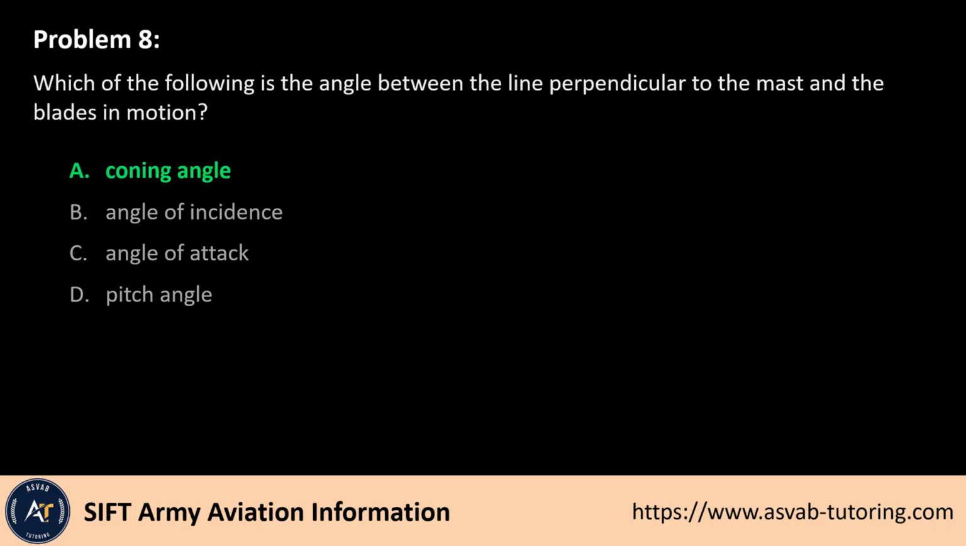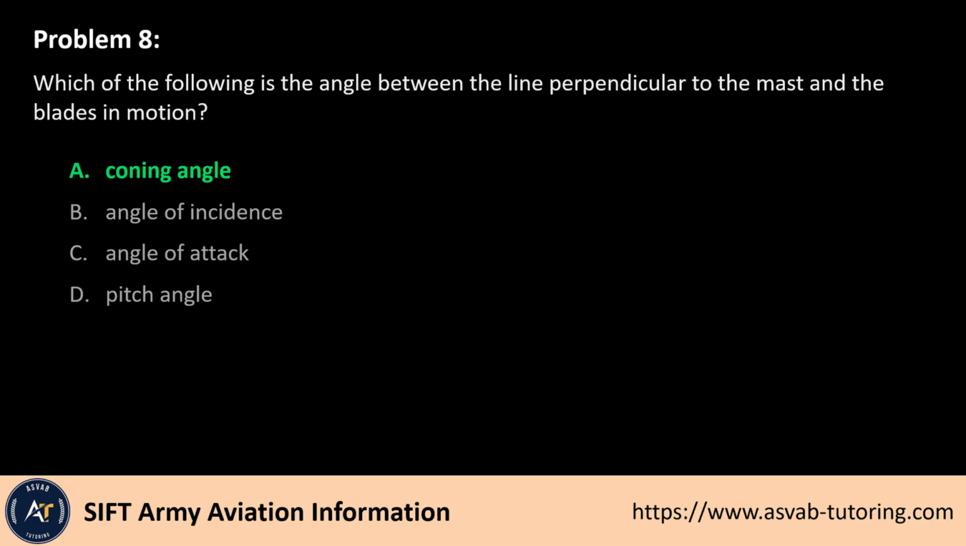The coning angle is the angle formed between the plane of the rotor blades and a line perpendicular to the mast, rotor shaft. It occurs due to the balance between centrifugal force and lift during rotation. The angle of incidence, angle of attack, and pitch angle refer to different blade orientations and are not related to the coning angle.